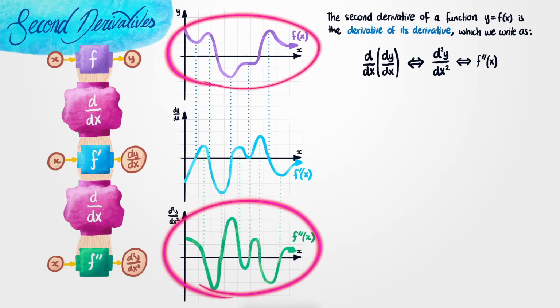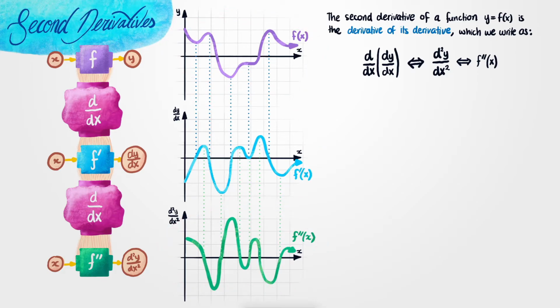But the real question is, how is this curve related to this curve right up here? To help you see this a little bit better, let me go ahead and extend these dotted lines all the way up to the top function so we can see what they signify. To make sense of this, let's just pick a few points and see how their second derivative behaves. Let's start with this point right over here.